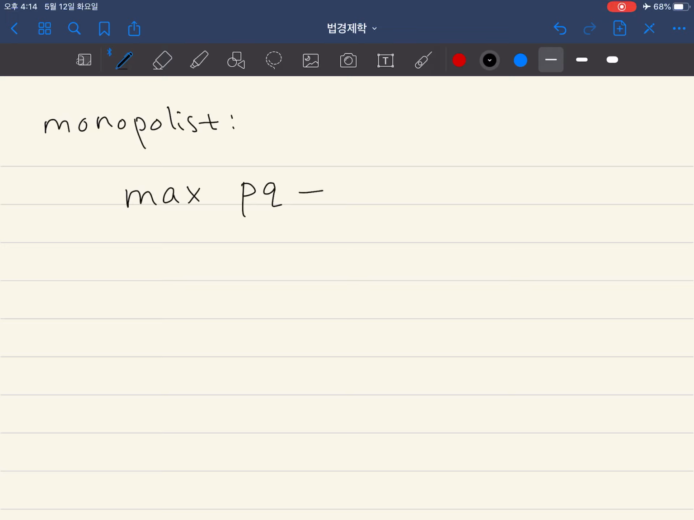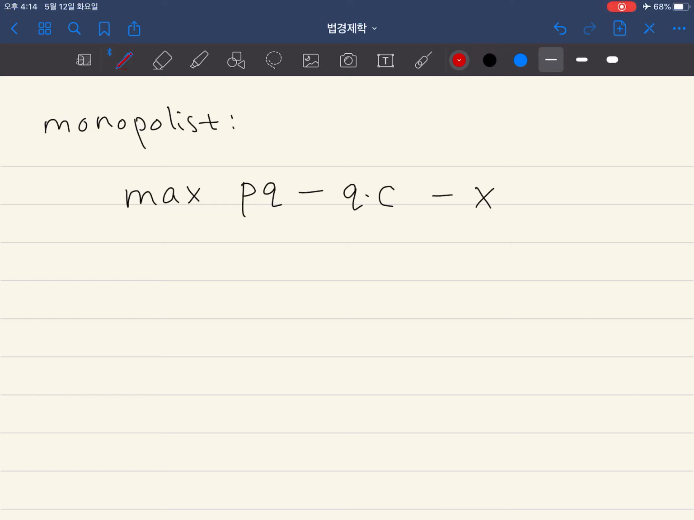Now cost is, for each quantity, it has to pay C dollars. So this is the marginal cost of production. And care cost now enters as a fixed cost. And we don't have to worry about liability cost. So this is the monopolist profit expression.